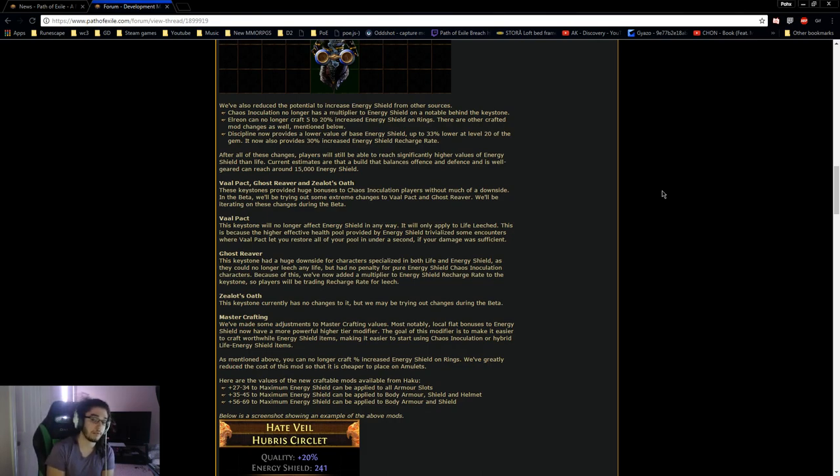Now this, what I'm about to read, is probably one of my favorite parts that they did in this whole manifesto. Chaos Inoculation no longer has a multiplier to energy shield on a notable behind the keystone, so it used to have 14% more ES, I believe, permanently. Elrion can no longer craft 5 to 20% increased energy shield on rings. There are other mod changes as well mentioned below.